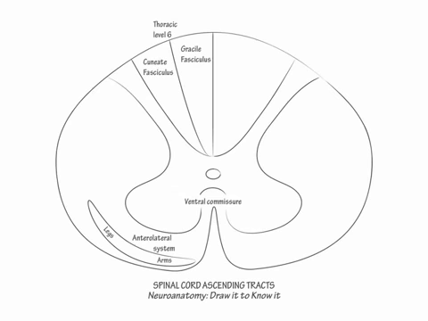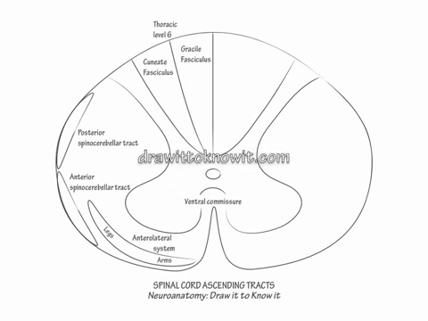Finally, label the posterior and anterior spinocerebellar tracts along the lateral wall of the spinal cord, posteriorly and anteriorly respectively. These tracts carry large sensory fibers to the cerebellum. In Friedreich's ataxia, a lateral column disorder, the posterior spinocerebellar tracts are profoundly affected. This concludes our drawing of the ascending tracts of the spinal cord.